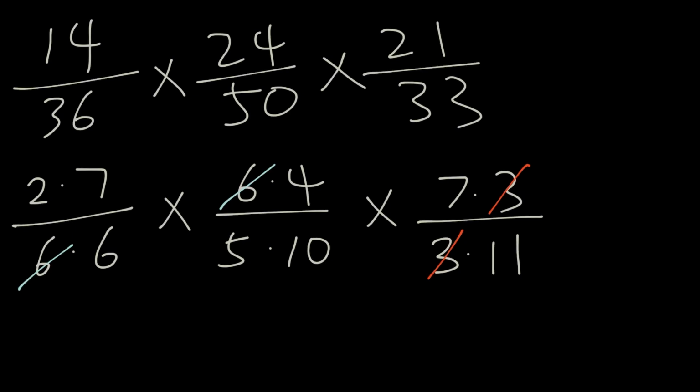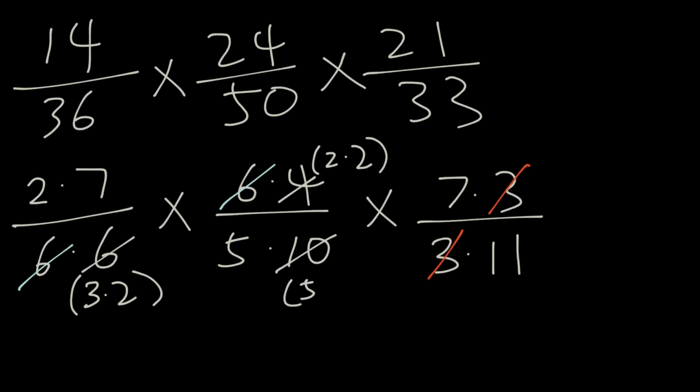Now we can also further divide the numbers. For example, the 6 here could be 3 times 2. And the 4 here could be 2 times 2. And the 10 here could be 5 times 2. Then we could cross the 2 out.